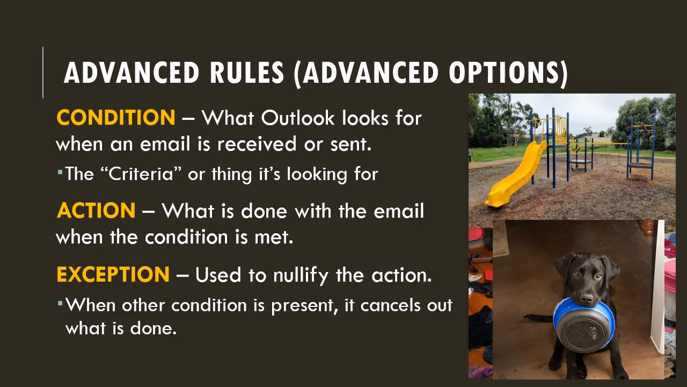So again, when we look at our advanced rules, right, through our advanced options, we're looking for the condition, the action, right? Those have to be there in the rules that we create. The exception doesn't have to be there though, right? Exceptions here again nullify the action, and you can stipulate another condition that it's looking for, but in this case, guys and gals, the exceptions do not have to be included.